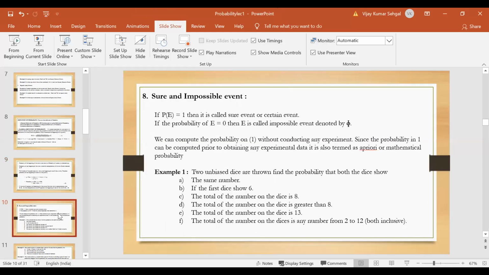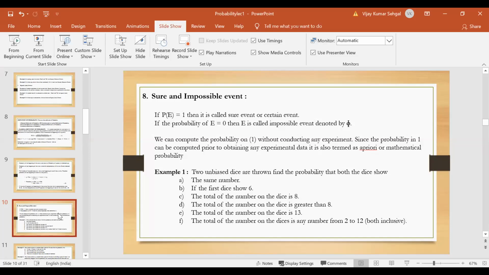Now, sure and impossible events. If the probability of event E is 1, then it is called a sure event. If the probability of E is equal to 0, then E is called an impossible event and it is denoted by phi. For a sure event, suppose you throw a die and want the probability that the number is less than 7. There are 6 possibilities, 1, 2, 3, 4, 5, 6, and exhaustive events are also 6. So 6 divided by 6 is 1, the probability is 1.